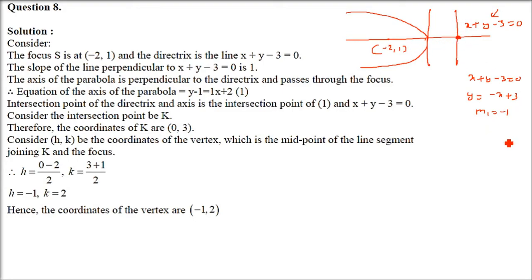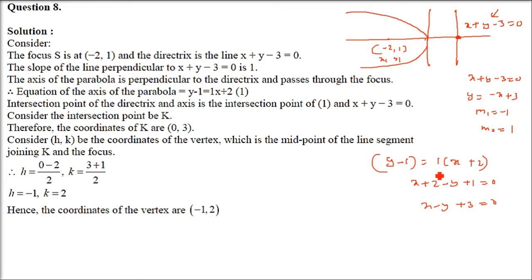So what is the slope of the axis of symmetry? That is -1 by -1, that is 1. Since m1 times m2 is -1, you can directly find this. So the slope of the axis of symmetry is 1 and it is passing through -2, 1, so x1, y1 you can take like this. So y minus 1 equals 1 times x minus (-2), that is x plus 2. So y minus 1 equals x plus 2, that is x minus y plus 3 equals 0.